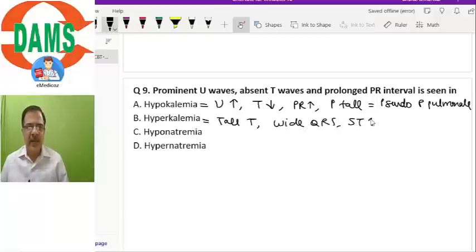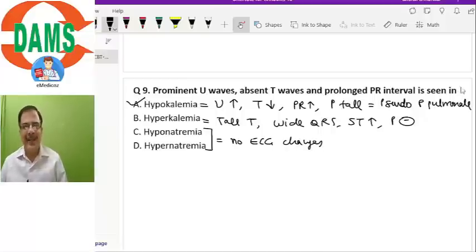ST segment will be elevated, and the P wave can become absent. While hypo and hypernatremia usually do not cause ECG changes, so typically no ECG changes. So the answer is option A here.